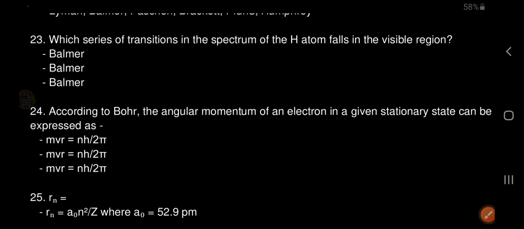According to Bohr, the angular momentum of an electron in a given stationary state can be expressed as mvr is equal to nh by 2 pi.